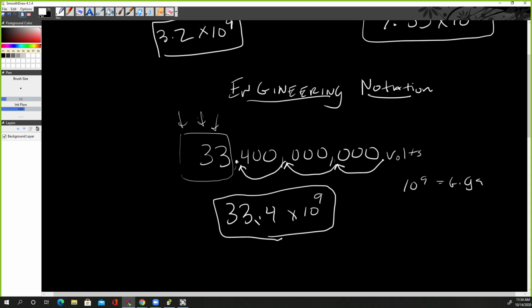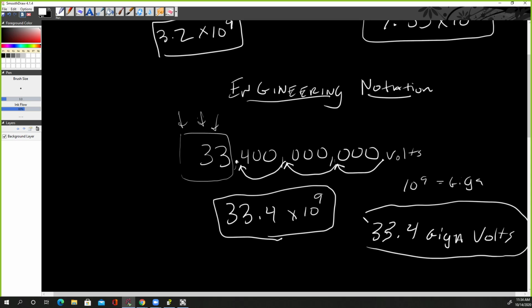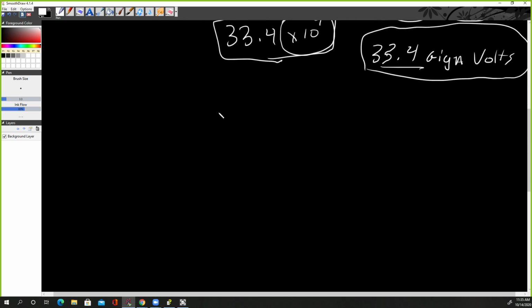So you could just say 33.4 gigavolts. That's what's cool about engineering notation, is that we can replace this with the name, because these are the same thing. You could either say 33,400,000,000 volts, or you could just say 33.4 gigavolts. I'll do one more example here. Let's go with 1,220.